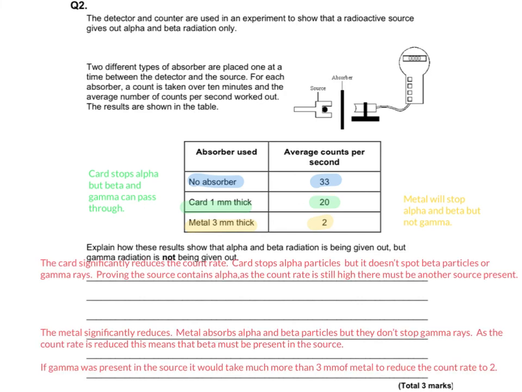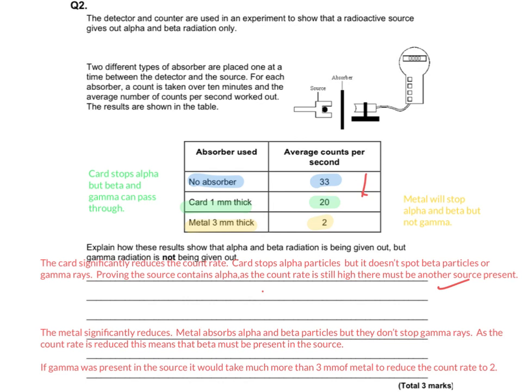So let's put this all into writing and explain how we get the marks in this question. Okay, so I've gone through and written my ideas about how you get the marks here. So the first one you can see is the card significantly reduces the count rate. Card stops alpha particles, but it doesn't stop beta particles or gamma rays. Proving the source contains alpha, because that's the only reason why you can explain the decrease between the count rate with no absorber and the count rate with card. So it must contain alpha. However, the fact that it's still high, because it's still at 20 counts per second, which is a high count rate, then there must be another source present. So first mark for saying that the use of the card reducing the count rate proves the source must contain alpha.